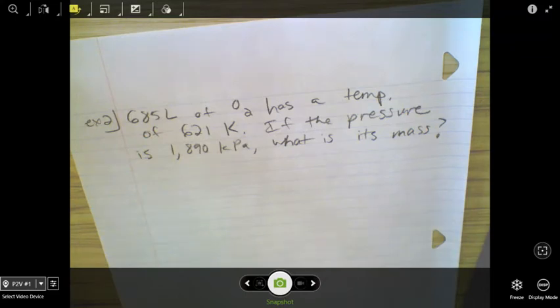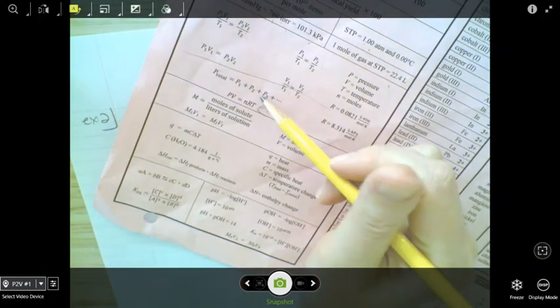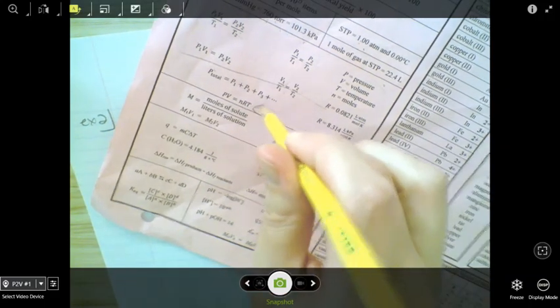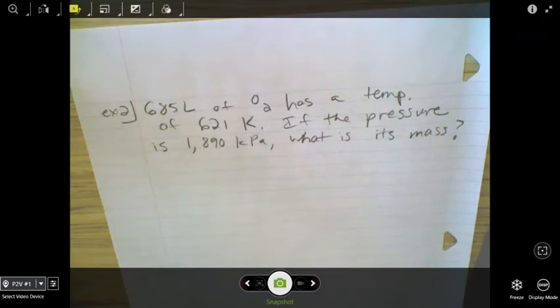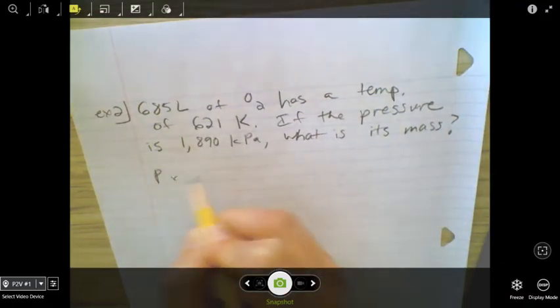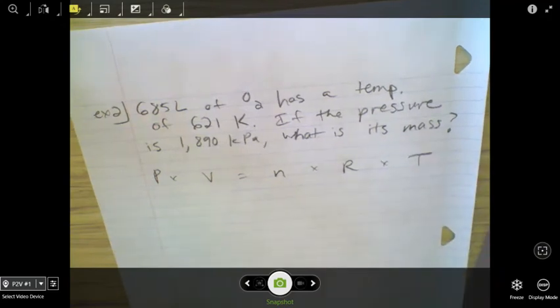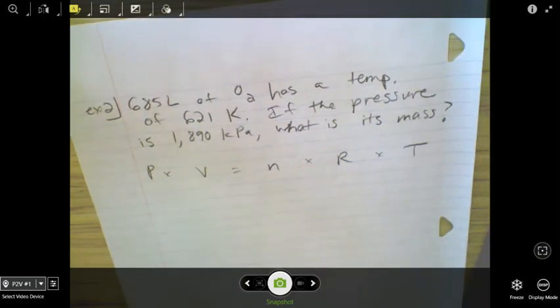Okay, so when you see mass, you might look at your pink sheet and think, wait, nothing has mass. But can we, if we solve for moles, can we convert that to mass? Yes, okay. So when it involves mass, look for the one that has moles in it. So we have P times V equals N times R times T. Okay, this time we know the pressure, but what's the unit of the pressure this time?